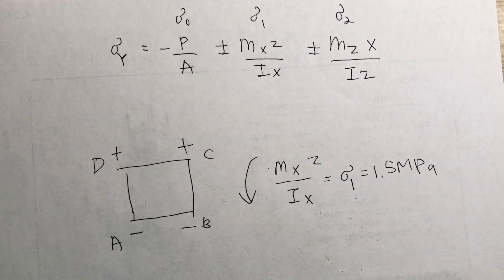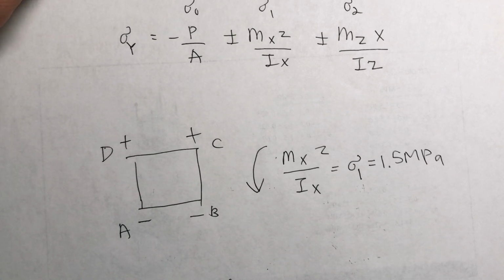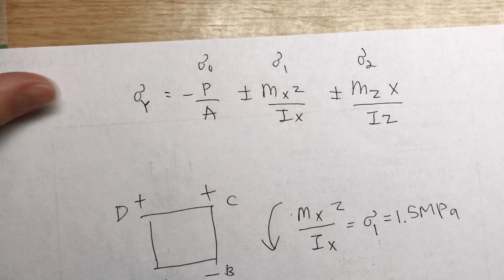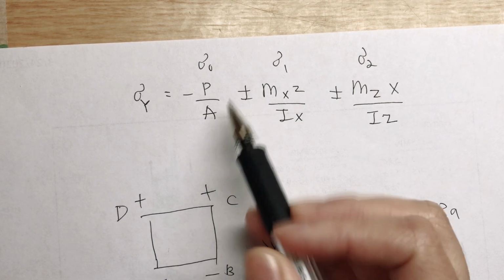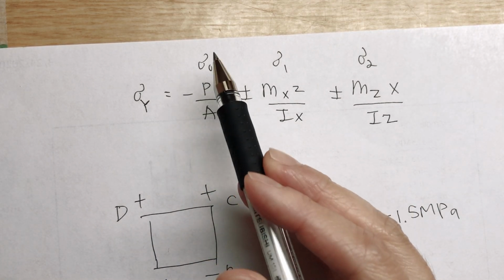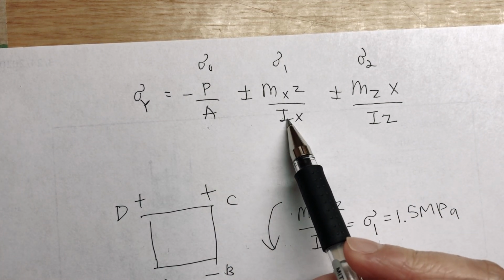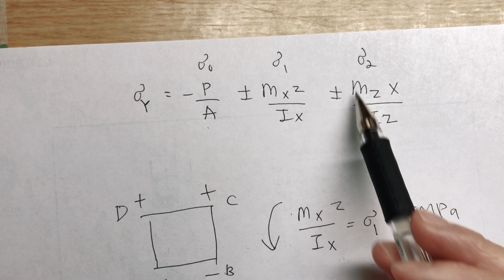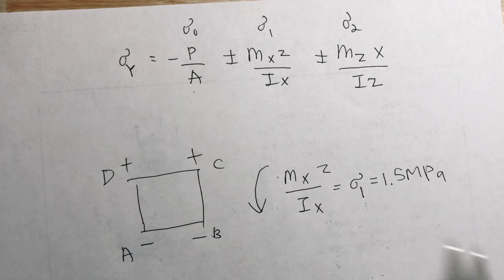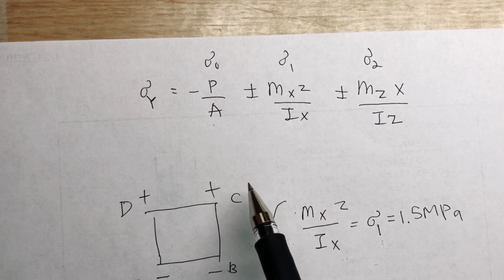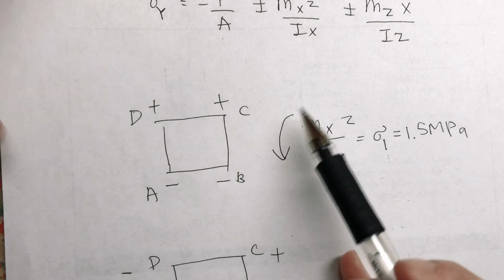Okay, so let's turn to slide... okay, so here we have a compressive centric load, stress from the centric load plus or minus stress from the moment about the x-axis plus or minus stress from the moment about the z-axis. So we have values for these. We just have to determine if it's positive or negative. So A, B, C, D.